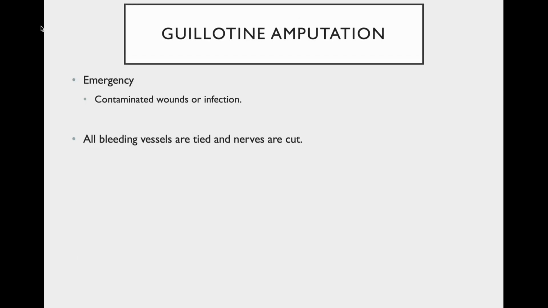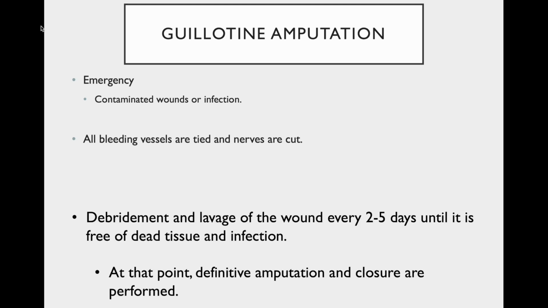And then there's also the guillotine amputation, which is one done in an emergency. It's usually due to contaminated wounds or infection, or if the patient is exsanguinating. The wound is debrided and washed out every 2 to 5 days until it is free of dead tissue and infection, and at that point, definitive amputation and closure are performed. This is when you may hear a surgical team say, "We've done the guillotine amputation to wait for the limb to declare itself." And this is when they're trying to see where viable tissue meets non-viable tissue to decide where the amputation occurs.